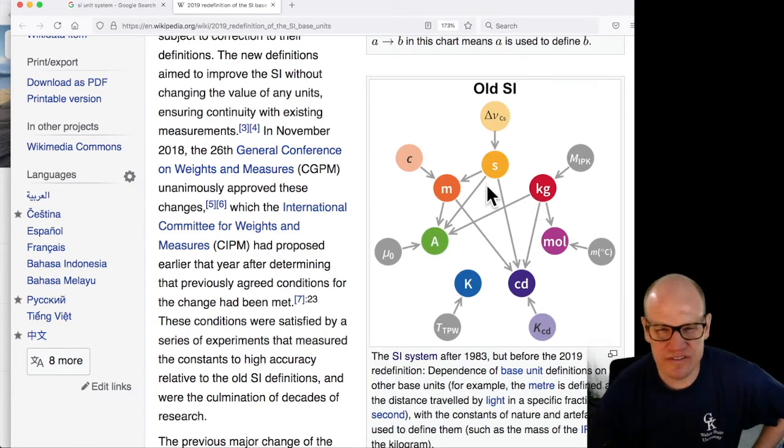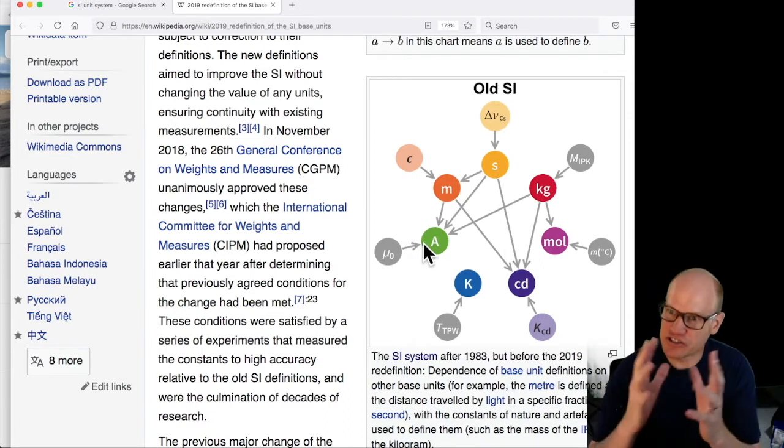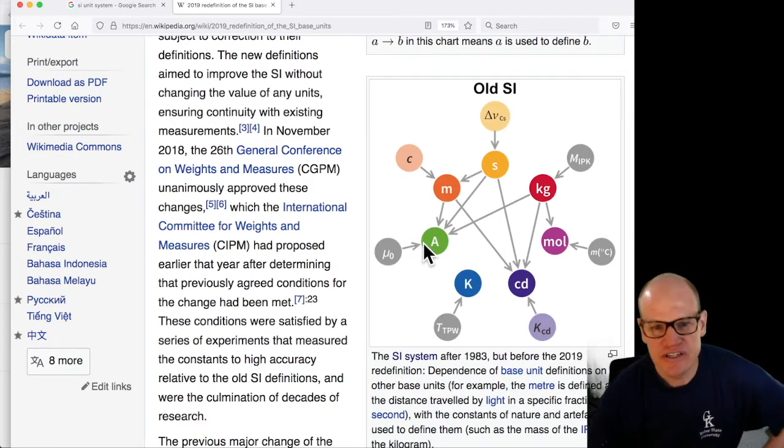Now, what does this mean? What do these different things mean? The second is a unit of time, the meter is a unit of length, the kilogram is a unit of mass. The ampere is a unit of electric current, so that gives you the electric charge. How do you measure electric charge? The Kelvin is a measure of temperature.